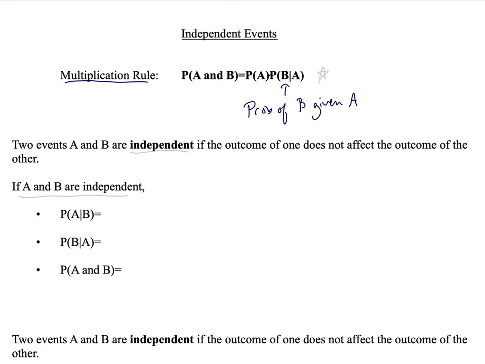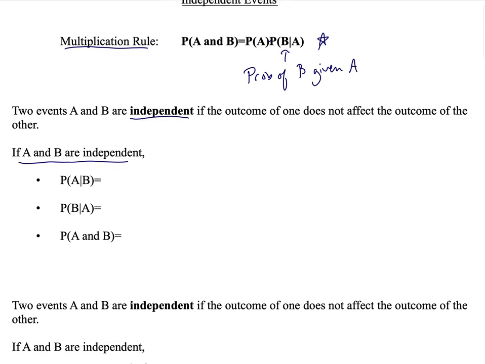So we say that two events, A and B, are independent if the outcome of one does not affect the outcome of the other. So if A and B are independent, can you say anything about what the probability of A given B is equal to, what the probability of B given A is equal to, and what the probability that A occurs and then B occurs is equal to? So think about those just for a moment in general. So this is the multiplication rule. If we don't know anything about A and B, what if A and B are independent? Is there anything else we can say about these three expressions?